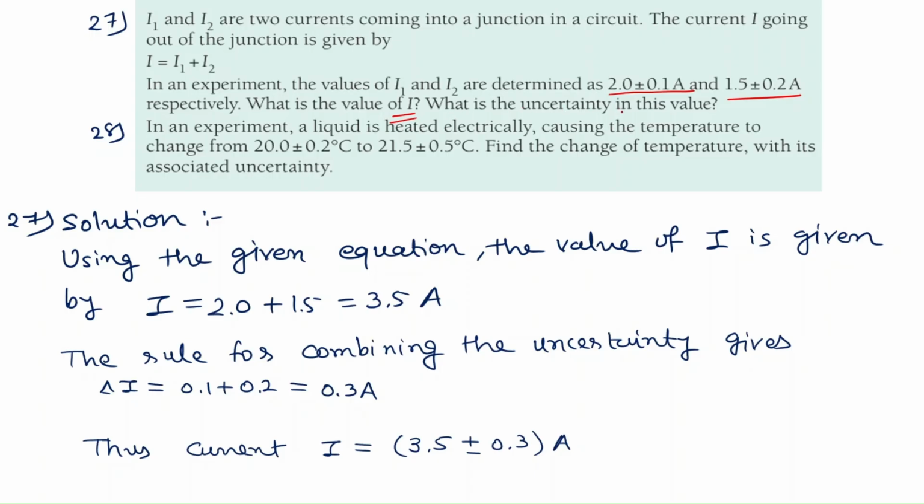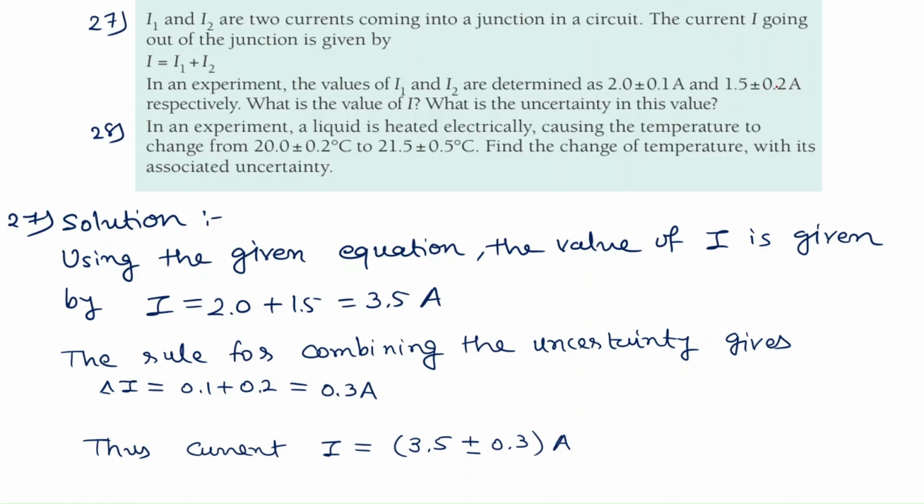What is the uncertainty in its value? This is also very easy. The solution of question 27: you have to just put the values here. I1 is about 2 and I2 is 1.5. If you just add, you get the answer 3.5 ampere. Now, this is the exact value of I.